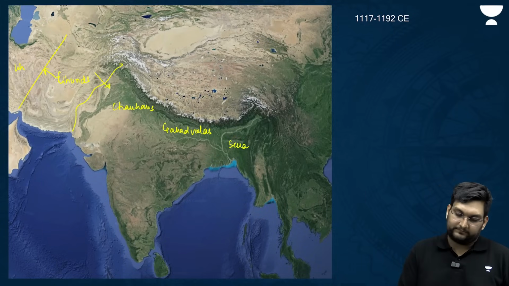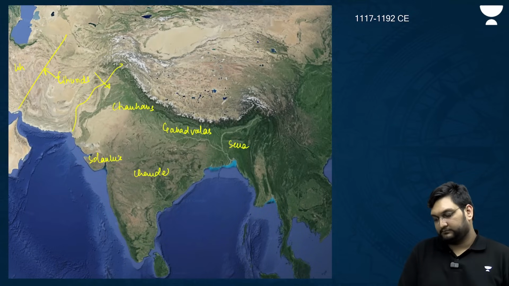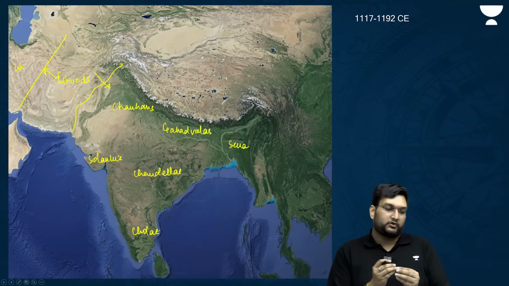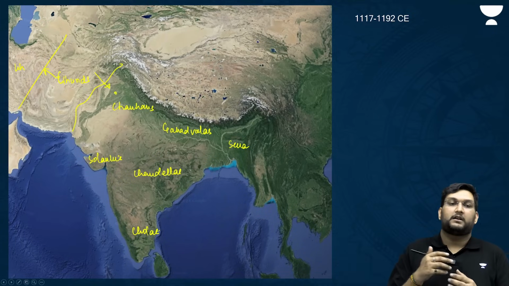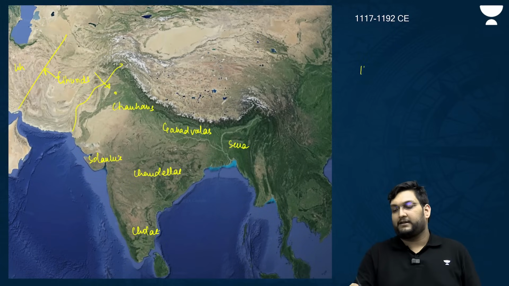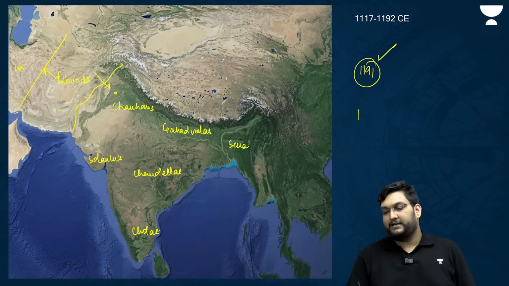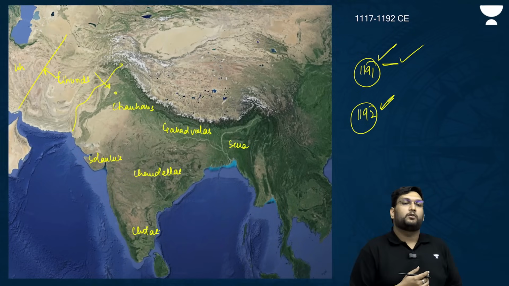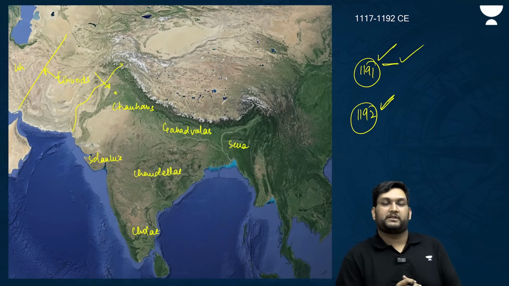You have Senas, you have Solankis, you have Chandelas, you have Cholas, and now Chauhans will face the Gori, which is Muhammad of Gori. 1191 first battle of Terrain, 1192 second battle of Terrain. Here Prithviraj Chauhan will win against Gori. Gori had underestimated the power of Prithviraj Chauhan.